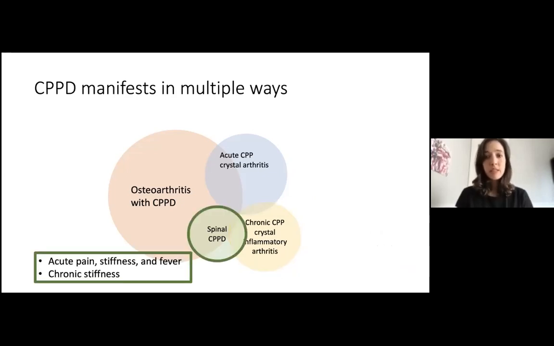Finally, CPPD can affect the spine, and it can cause different manifestations within the spine. It can cause acute pain, stiffness, and fever that can occur in the cervical spine or the lumbar spine. It also can cause chronic stiffness in any area of the spine.